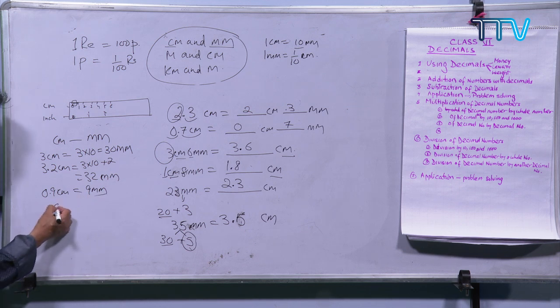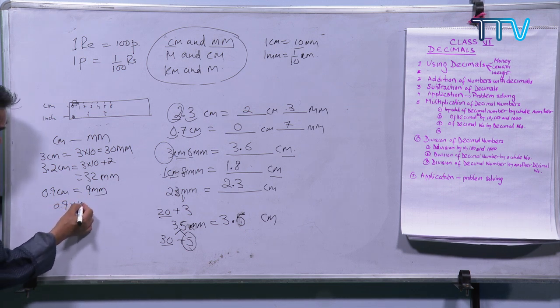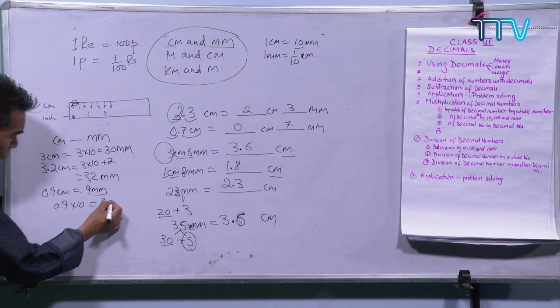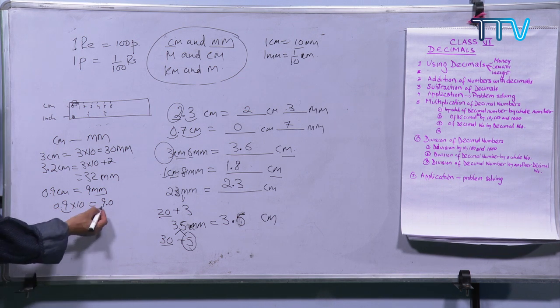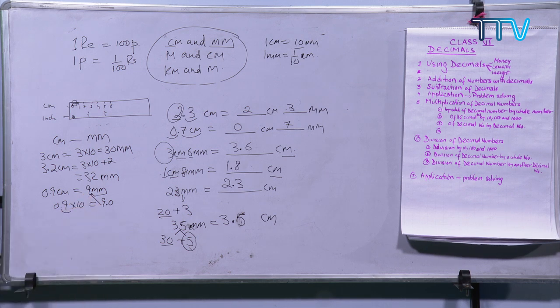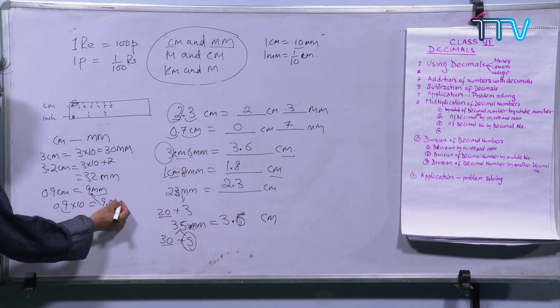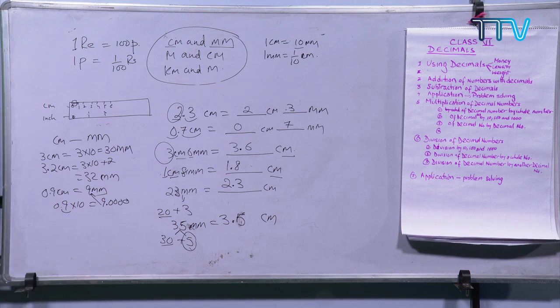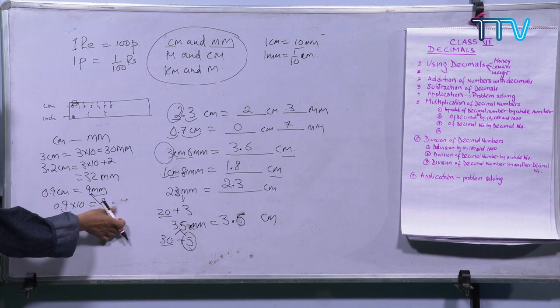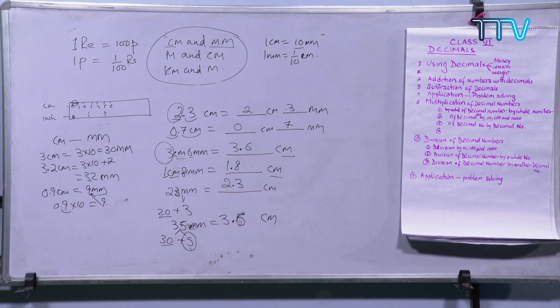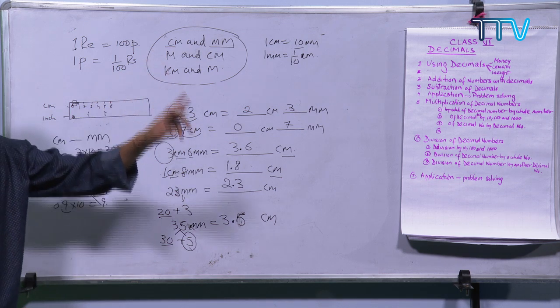So, 0.9 multiplied by 10. So, 9.0. The decimal point, you write the decimal point over here. And 9.0 is equal to 9. Decimal point here, 0. So 9.000 is equal to 9.0, and 9.0 is equal to 9 centimeter, then millimeter. That is the conversion from centimeter to millimeter.